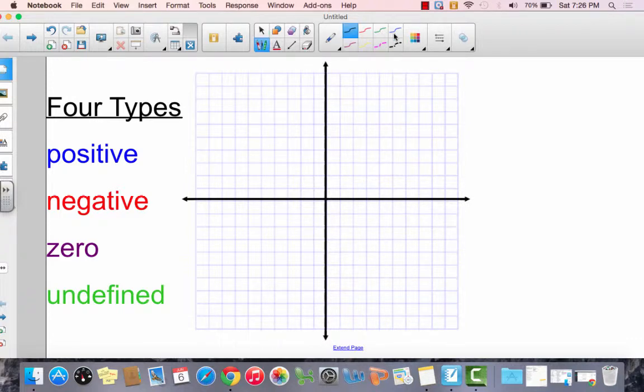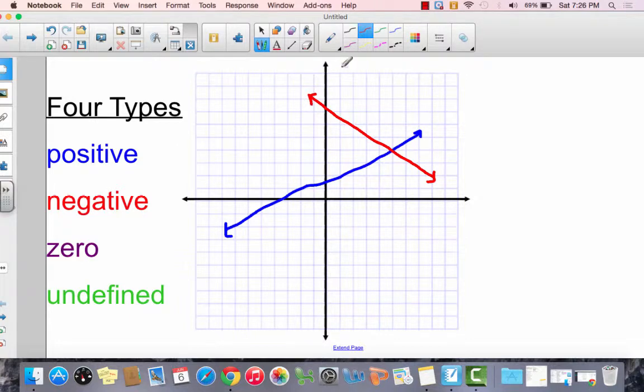When we talk about a positive slope, that means that the line that I'm looking at moves up from left to right. So it would look something like that. If I'm looking at a negative slope, my line would be coming down from left to right. Something such as this.